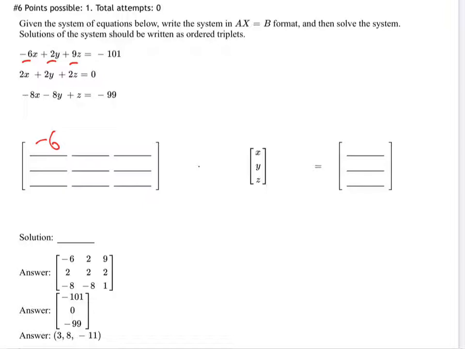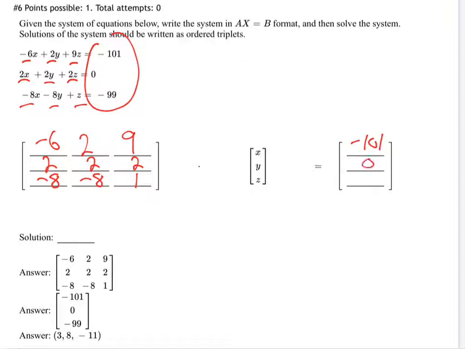So -6, 2, 9, and 2, 2, 2, and -8, -8, 1, like that. And then these 3 numbers go on the right side, -101, 0, -99. So this is matrix A. We'll call this matrix X, and we can call this B, whatever. You can call it whatever you want. I'll just call it B.